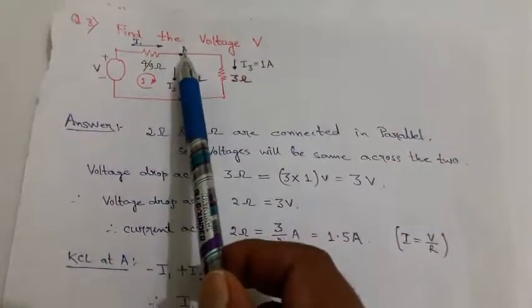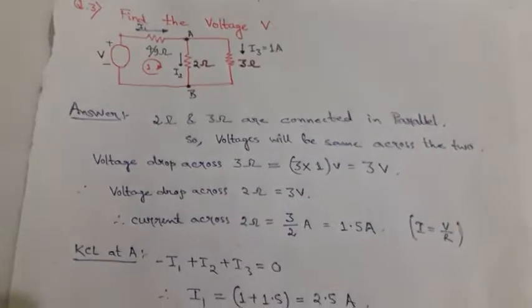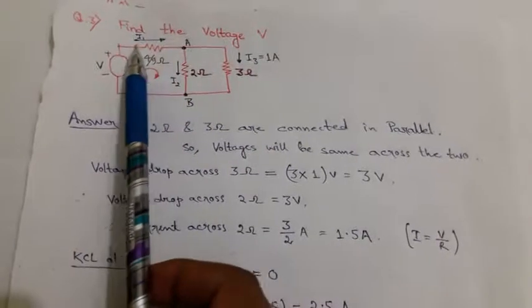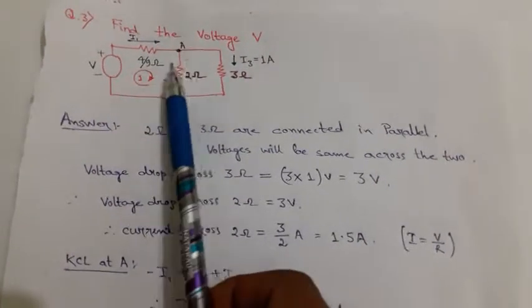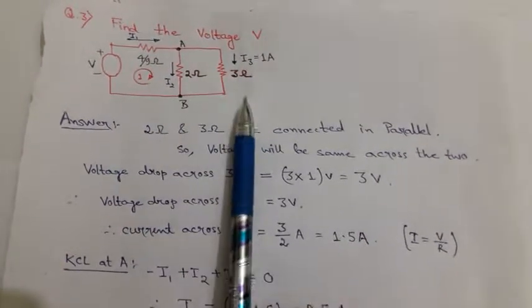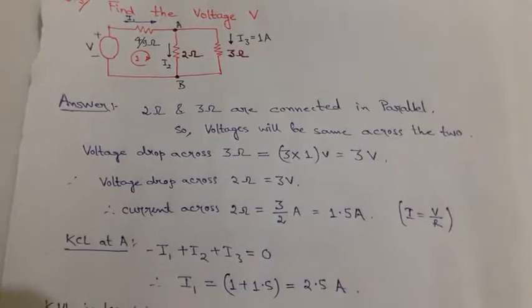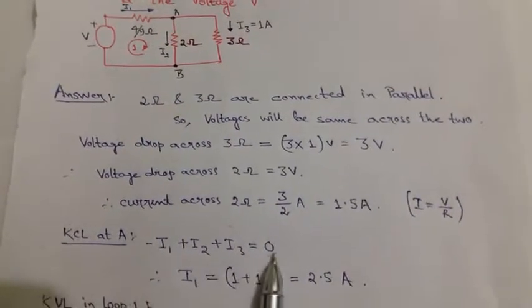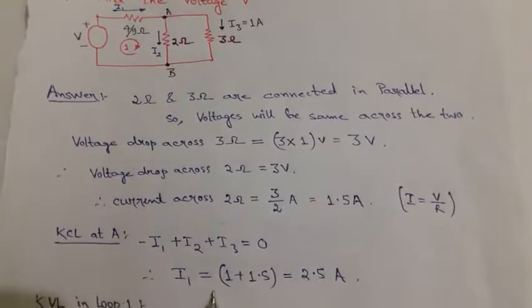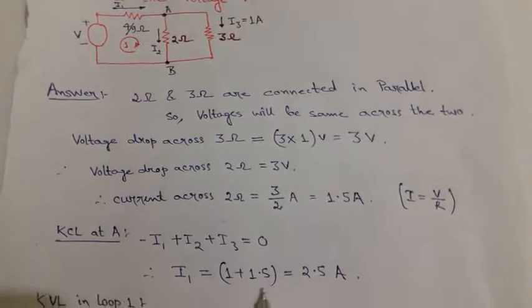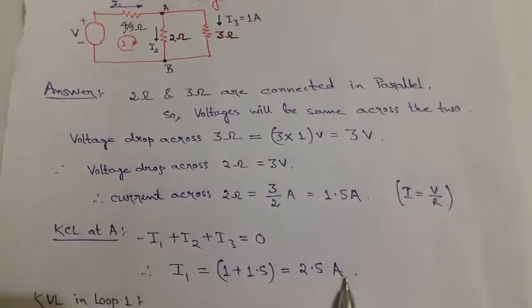Now apply KCL at point A. Here you can find that I1 amount of current is entering and I2 as well as I3 is leaving the node. So minus I1 plus I2 plus I3 is equal to 0. That is why I1 is equal to 1 plus 1.5, which is equal to 2.5 ampere.